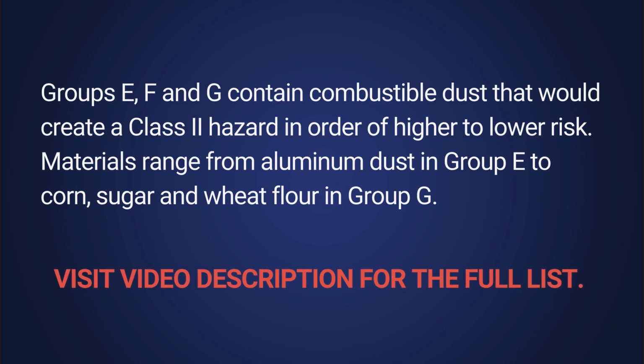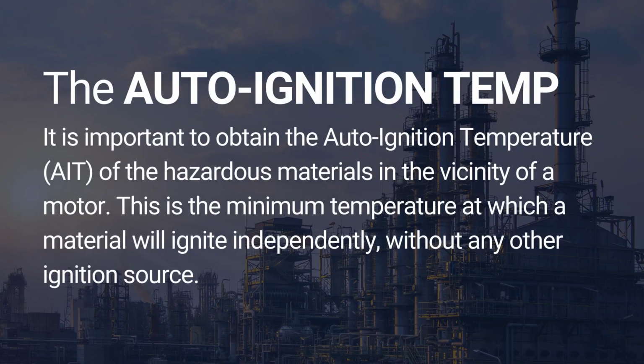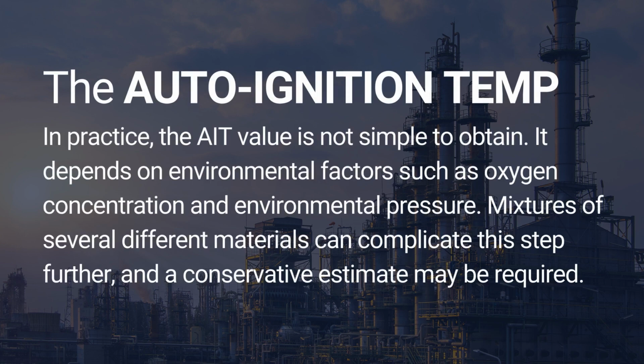4. Auto-ignition temperature. It is important to obtain the auto-ignition temperature, or AIT, of the hazardous materials in the vicinity of a motor. This is the minimum temperature at which a material will ignite independently without any other ignition source. As you will see in the following sections, this is a key part of determining whether a motor is suitable for the site. In practice, the AIT value is not simple to obtain, as it depends on environmental factors, such as oxygen concentration and environmental pressure.